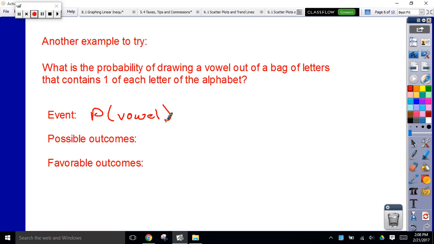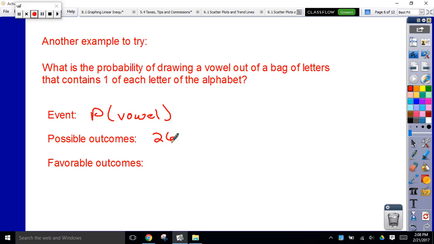Okay, how many letters are in the alphabet? Spencer? 26. So there's 26 letters in the alphabet. A, B, C, D, E, F, G, H, I, J, K, L, M, N, O, P, Q, R, S, T, U, V, W, X, Y, Z. So there's 26. Now, favorable outcomes, that's how many vowels are there?